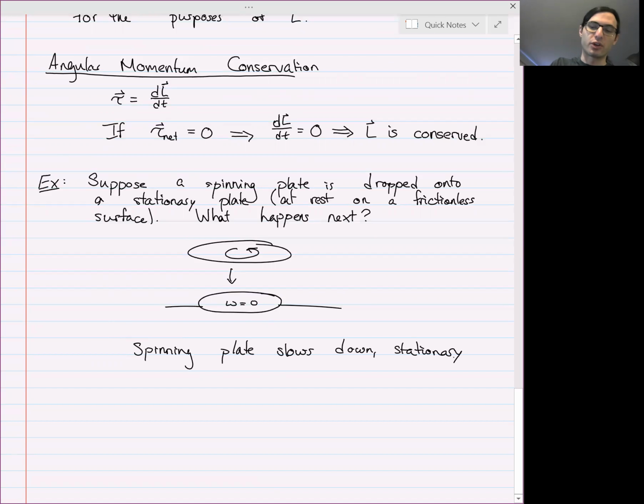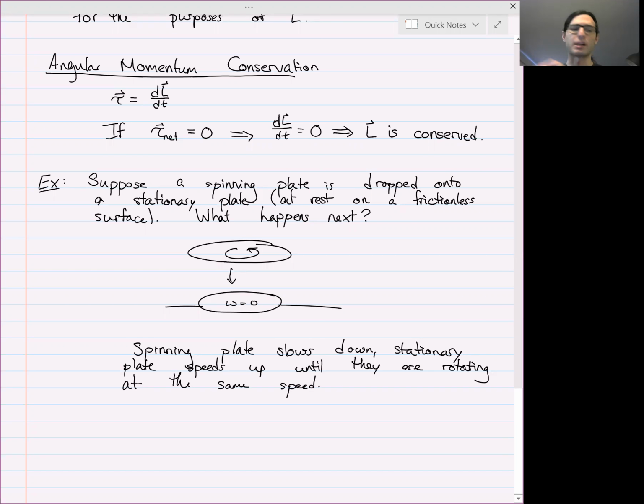So hopefully this checks out with your intuition. They keep changing speed until they're rotating at the same speed. So that's a good thing. And we could apply angular momentum conservation here because the only torques present would be torques produced by the friction between the plates. So the thing to remember here is the sliding book example. All right, so this would be one example of angular momentum conservation, a situation like this.